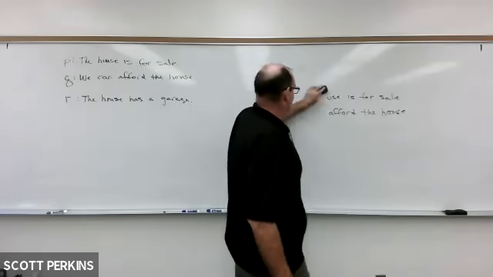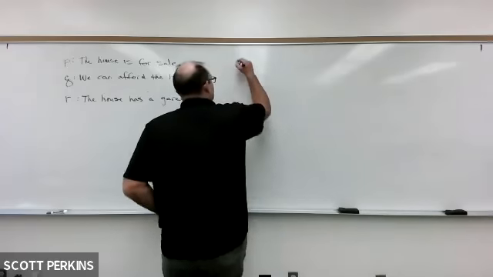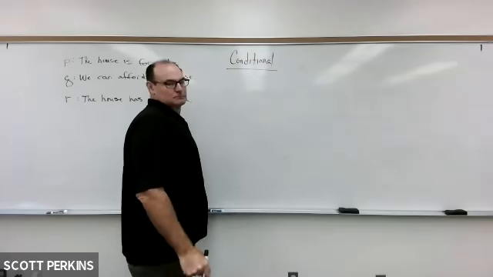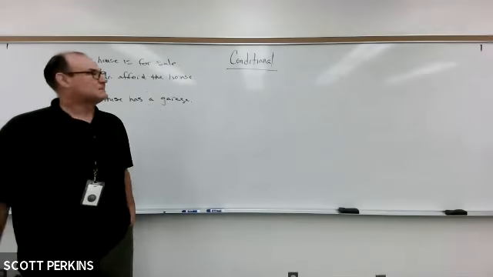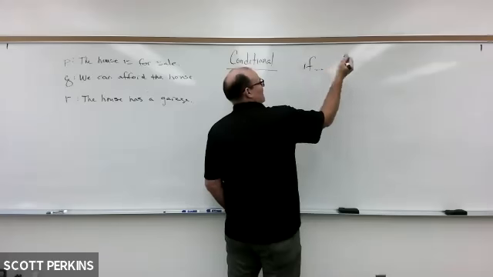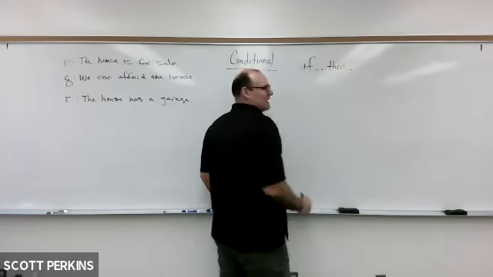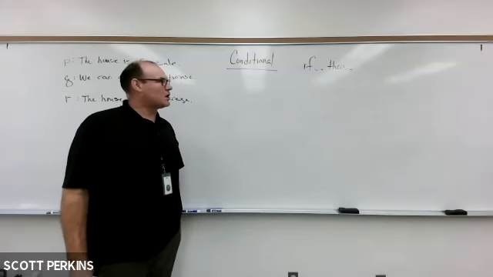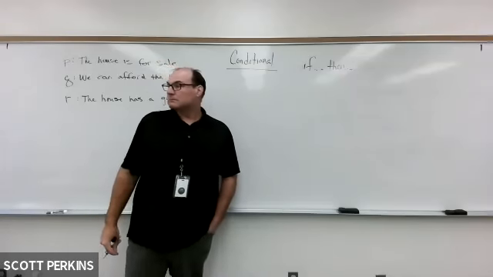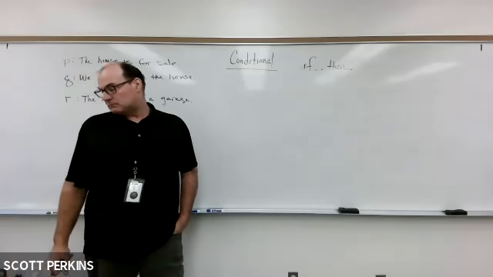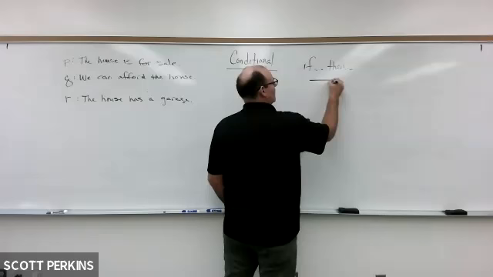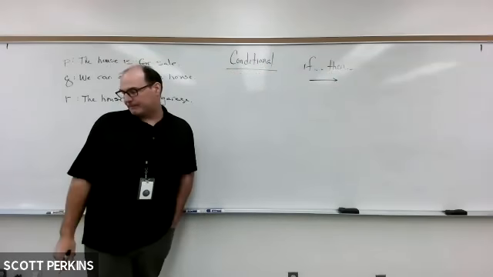All right, so we've done three of the five connectives. Here's the fourth one. This one's called the conditional. A conditional statement is given by the words if, and then you'll have something, and then you'll have something. An if-then statement is called a conditional statement. The symbol for a conditional statement is an arrow going from one end to the other.